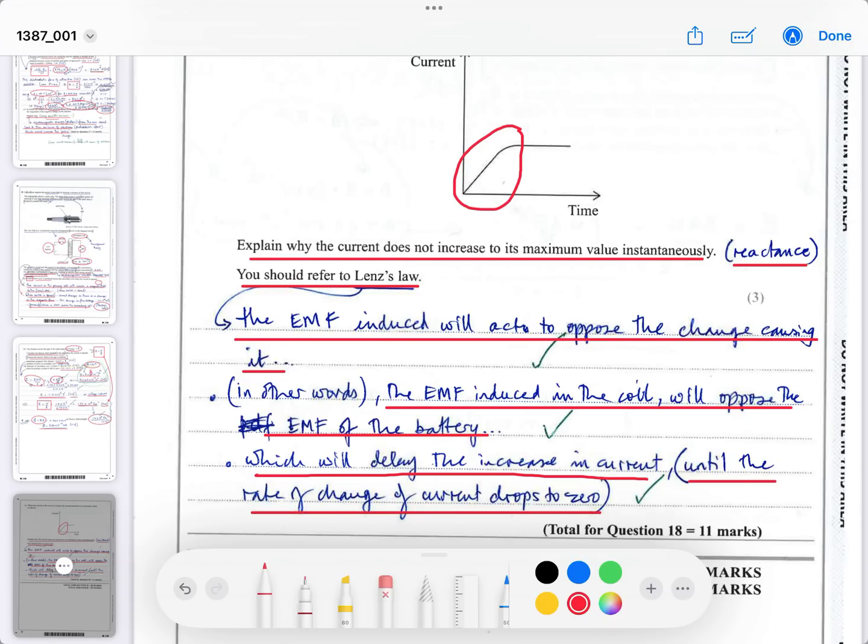Because it's only opposed to changes. Once it stops changing, it no longer opposes it, and eventually the current will reach the value due to the resistance of the circuit. Hope that makes sense. Well, that's the end.